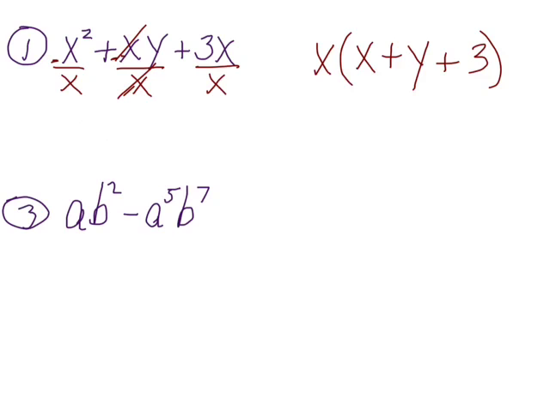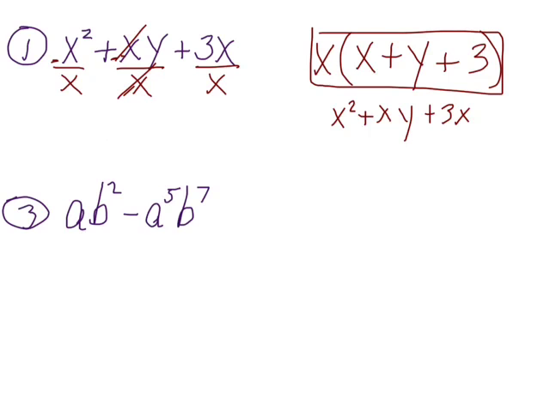Now I want to check it just to make sure I did it right. I'm going to distribute the x back to each term. x times x, x squared, x times y, xy, x times 3, 3x. It looks like that matches my original, so this is the final answer.